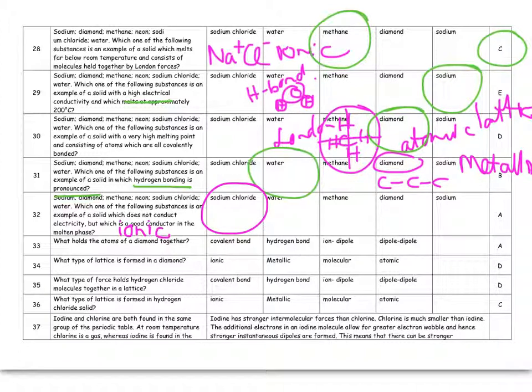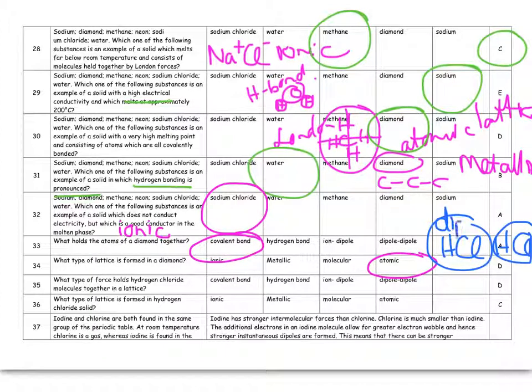What holds the atoms of a diamond together? Here's my atomic lattice. It is held together by covalent bonds. What type of lattice have you got? An atomic lattice. What type of force holds hydrogen chloride molecules together in the lattice? So you've got hydrogen chloride, next, hydrogen chloride. What holds those together? This is a dipole. This is a dipole. So what holds them together? A dipole-dipole intermolecular force.